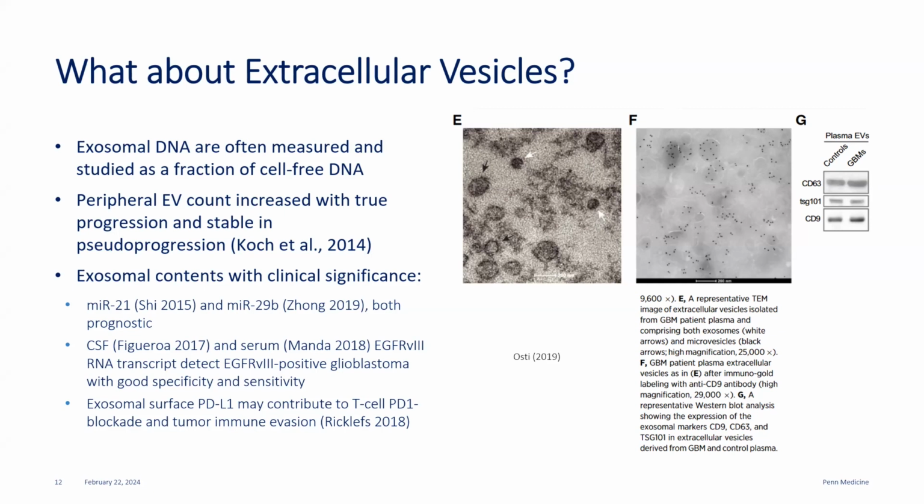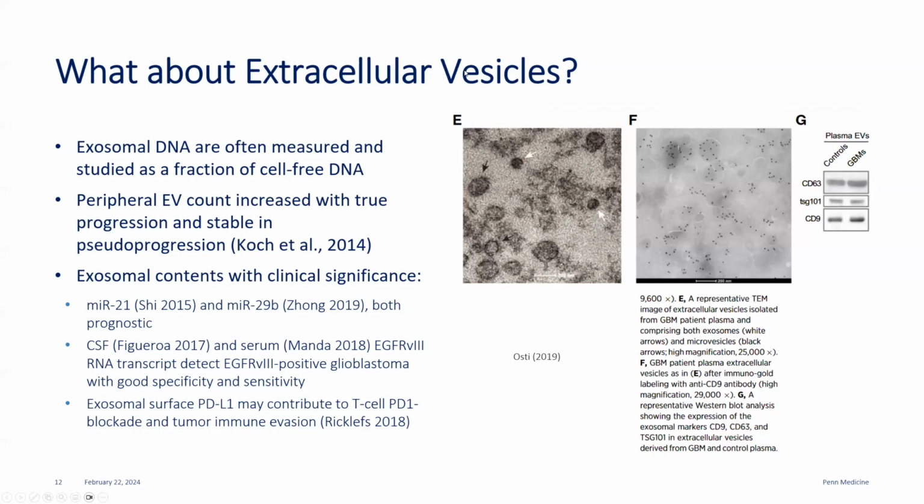Some peripheral EVs have been shown to be of GBM origin, and their quantities are correlated with GBM progression. Exosomal contents also carry clinical significance. These include microRNA species such as microRNA 21 and microRNA 29b, both of which are shown to be prognostic.